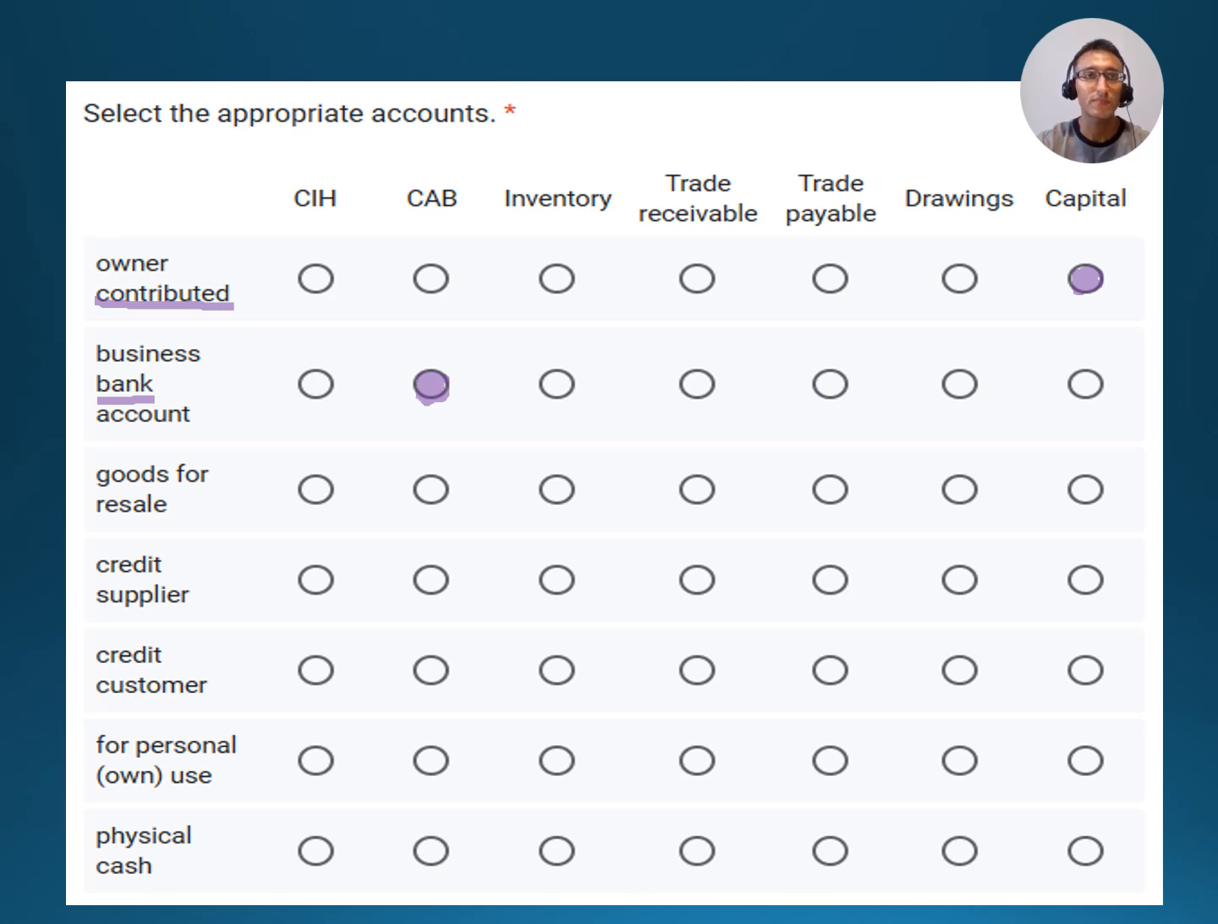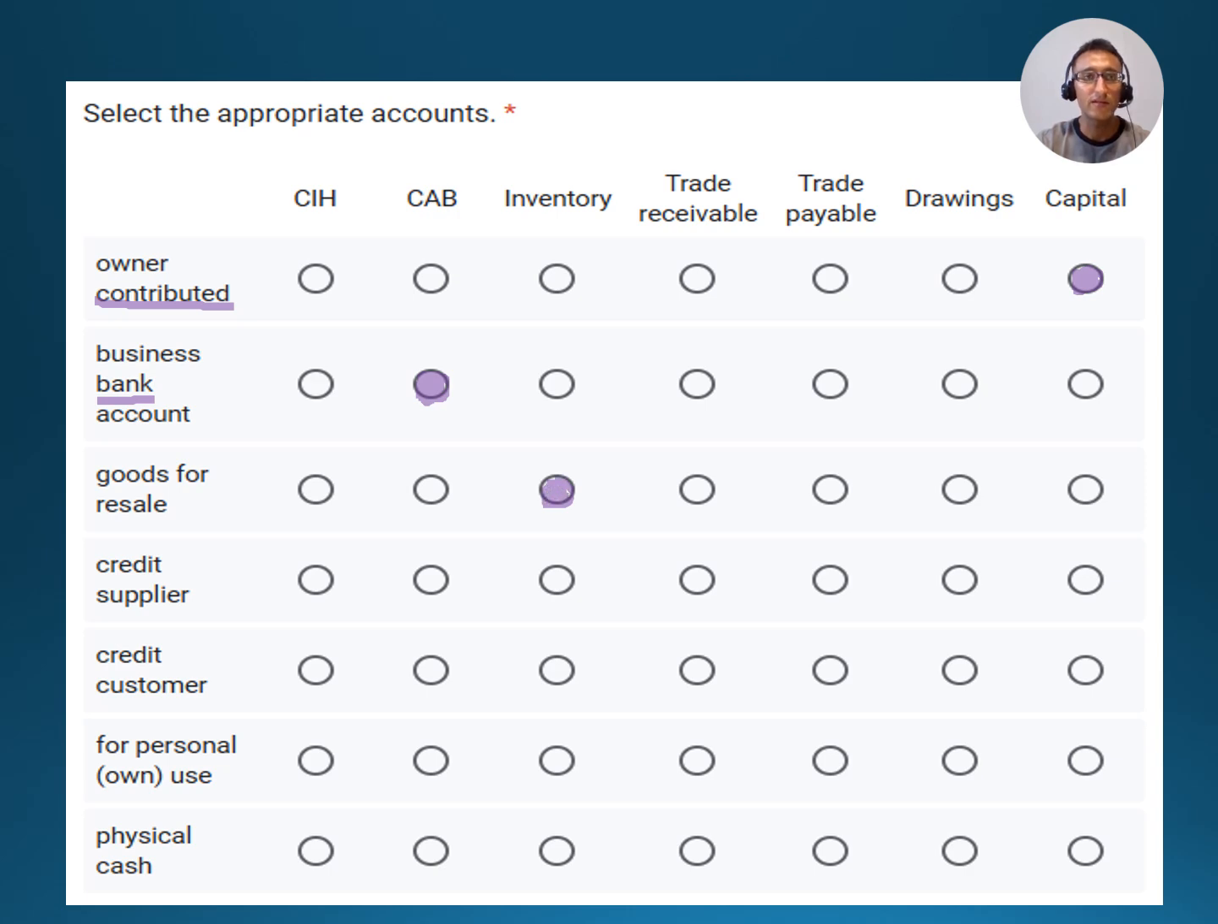Another one is goods for resale. Okay, so when a business buys something to sell away, it could be items such as furniture that they are purchasing to resell, or it could be stationery that they purchase to resell, it could be books that they purchase to resell, it could be anything that they buy to sell. We would consider them as the business's inventory.